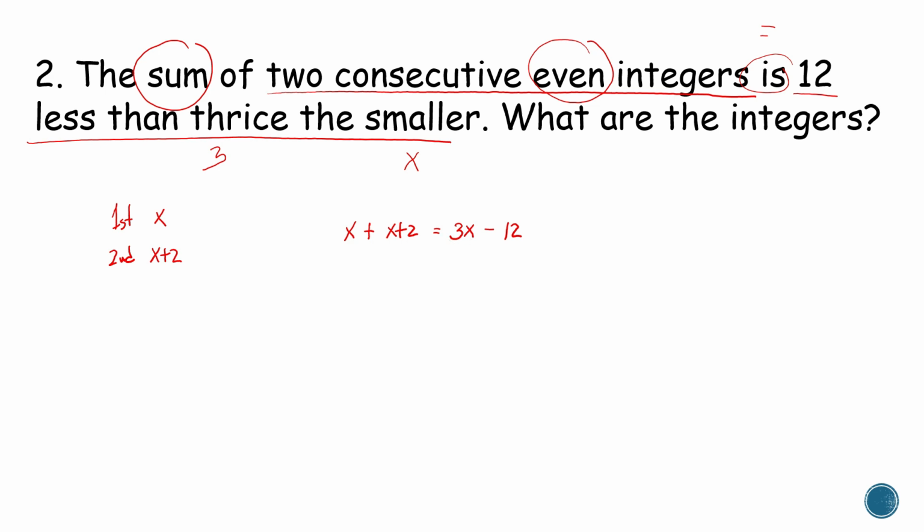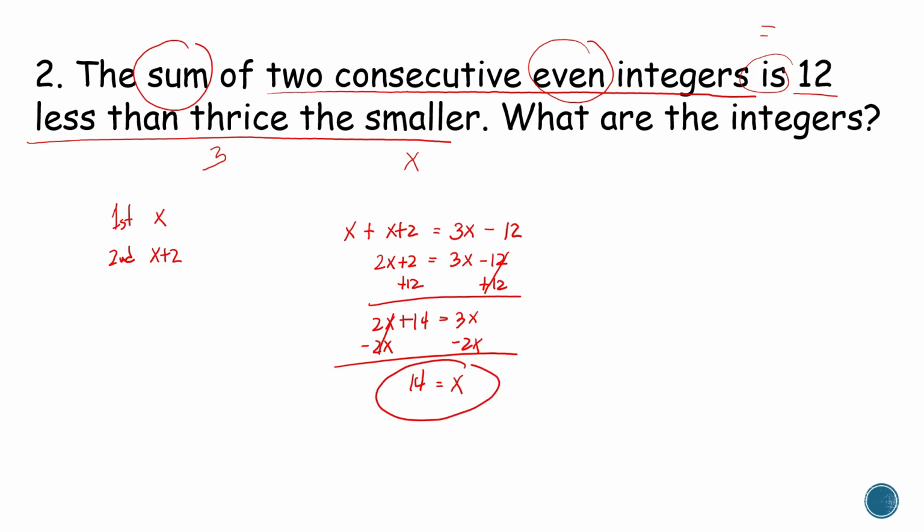Now we have an equation. And of course, the next step is to solve for x. So 2x plus 2 equals 3x minus 12. All right? I'm going to add 12 on both sides here. That'd be 2x plus 14 equals 3x. Finally, minus 2x on both sides. That's 14 equals x.